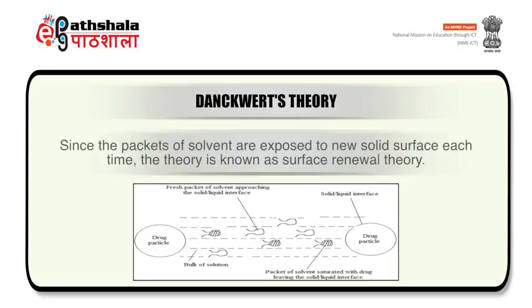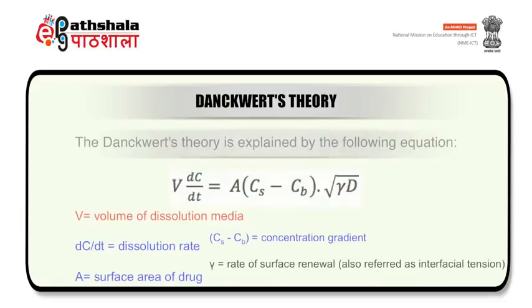Since the packets of solvents are exposed to new solid surface each time, the theory is also known as the surface renewal theory. The Danckwerts theory is explained by the equation as shown below, where V is the volume of dissolution media, dC by dt is the dissolution rate, A is the surface area of the drug, Cs minus Cb is the concentration gradient, and gamma is the rate of surface renewal, also referred to as interfacial tension.